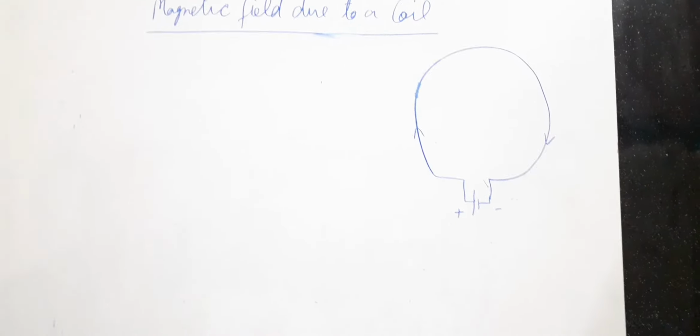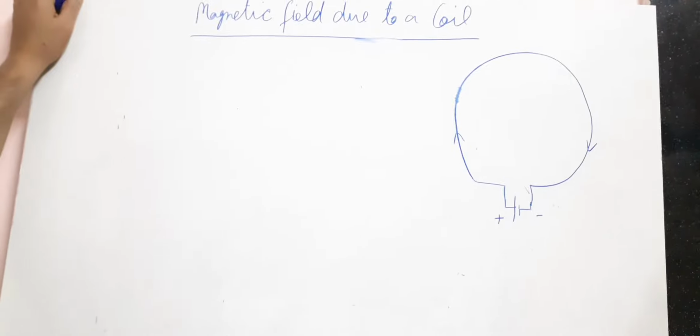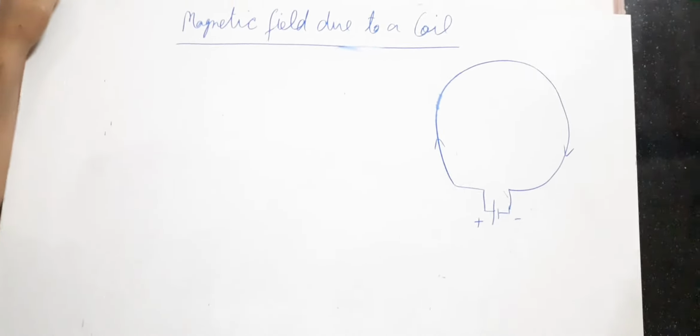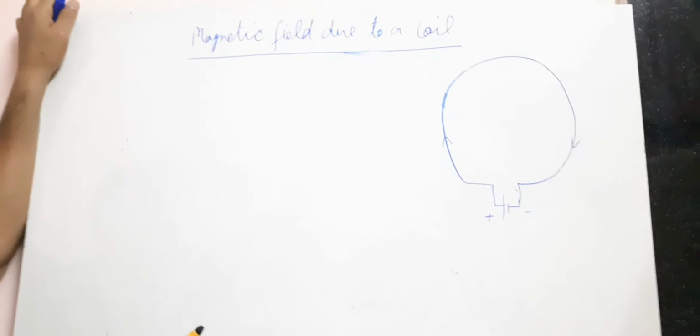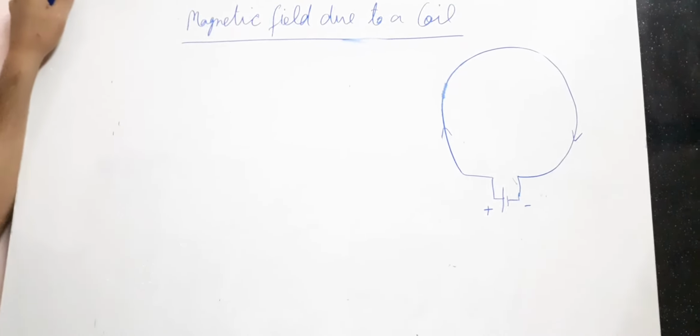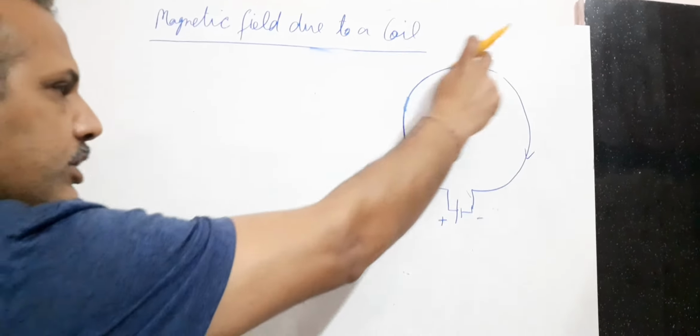Welcome back, friends. During our last lecture, we discussed how to find out the magnetic field around a current carrying conductor when you know the direction of current. Today, we will be discussing how to find the direction of magnetic field when we are having a coil instead of a wire. Suppose you are having this coil.